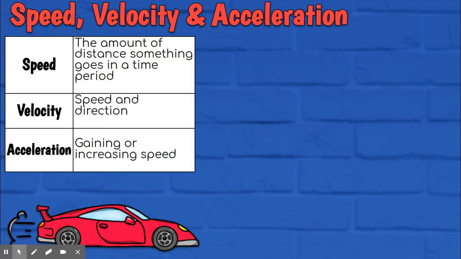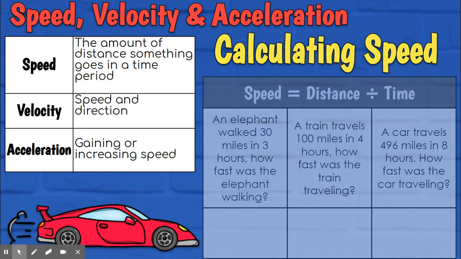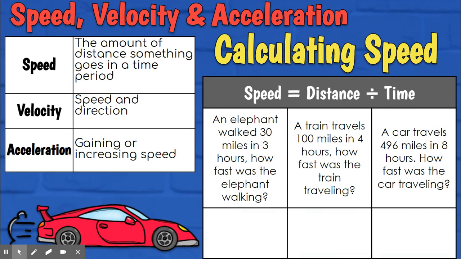So when you start to increase speed, that's acceleration. And I know we've talked a little bit about that on the distance time graphs, where you can identify which line is acceleration or increase of speed. So to calculate speed, it is distance divided by time. We've already went over these same questions, so I'm not going to go over them again. But all you're going to do is take the distance and divide it by the time to find speed.